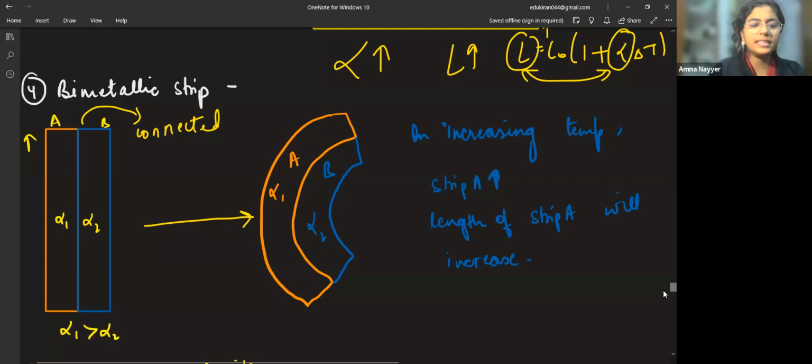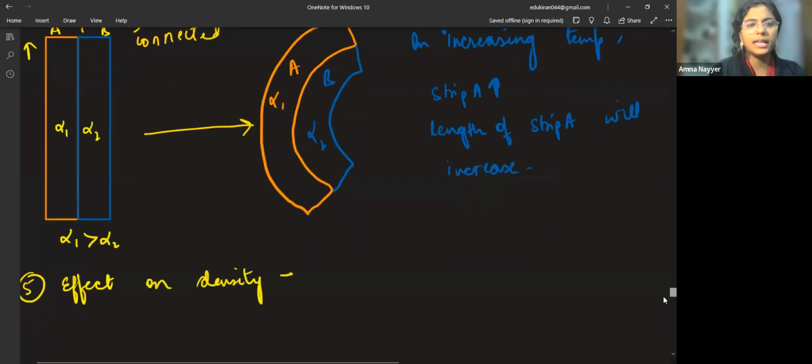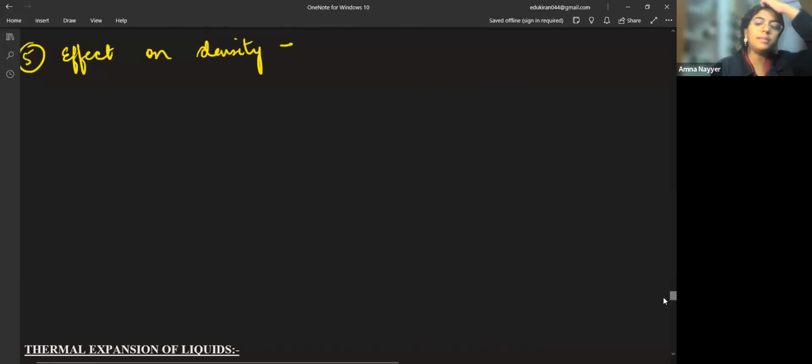Effect of density is left. Let me write down density also. This will complete all the applications of thermal expansion. So that topic will be completed. Thermal expansion itself will be complete. Let's complete this topic today so that we can start with specific heat capacity and all. That is more important, and that is a little difficult also to handle.